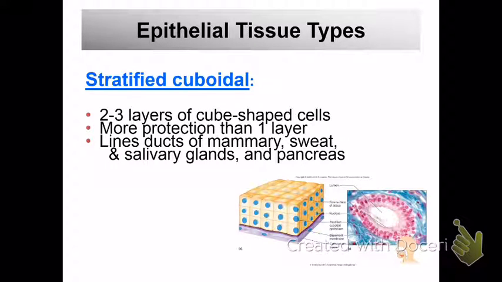Okay, next is stratified cuboidal. So many layers, cube-like cells. This is going to be lots of protection.